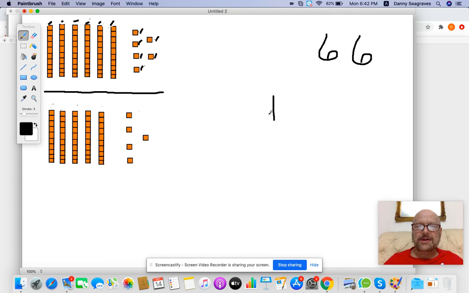And I'm going to add a number to 66. And when I add a number to 66, it's going to give me something called the sum. Because we remember that sum means the answer to an addition problem.